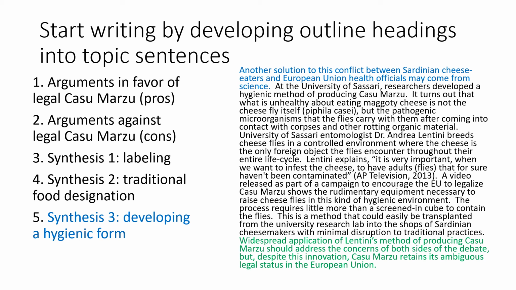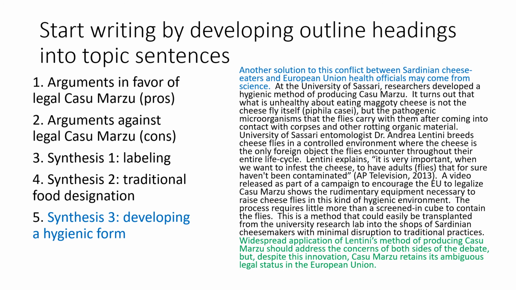So here's a paragraph based on that fifth section of my outline about Casu-Marzu, Synthesis 3, Developing a Hygienic Form. The blue sentence at the top of the paragraph is my topic sentence, a statement of the main business of the paragraph. The black text in the middle of the paragraph is simply my own explanation of what I mean by my topic sentence, and the sentence in green at the bottom of the paragraph is a closing remark that identifies the paragraph's overall significance to my essay.